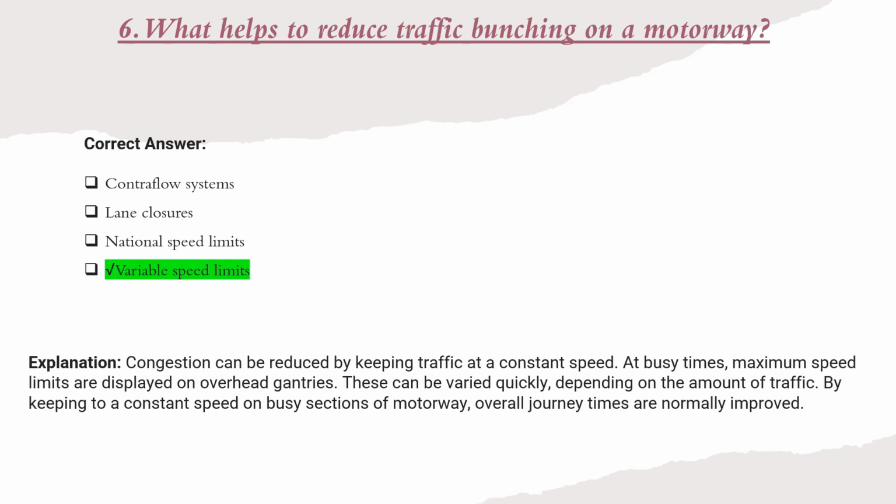Explanation. Congestion can be reduced by keeping traffic at a constant speed. At busy times, maximum speed limits are displayed on overhead gantries. These can be varied quickly, depending on the amount of traffic. By keeping to a constant speed on busy sections of motorway, overall journey times are normally improved.